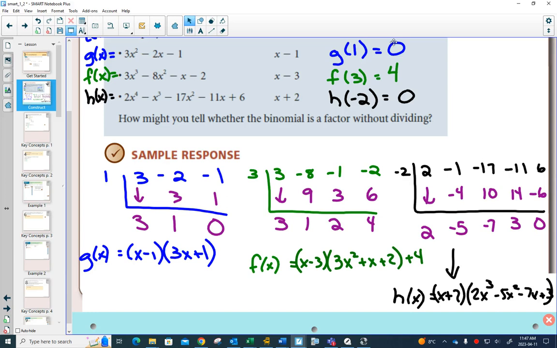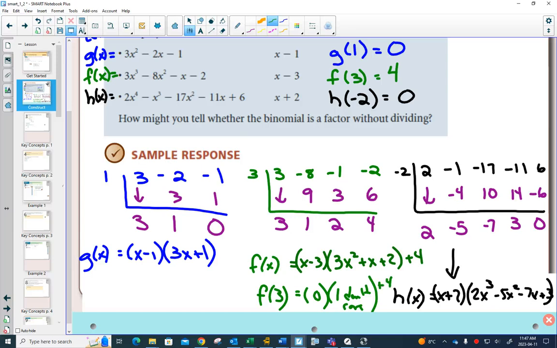If I plug in 3, I'm going to do some quick mental math. 3 minus 3 is 0. When I plug in 3 into here, I don't care. Times 0 is 0, right? 0 times I don't care is still going to be 0. And then what are we left with here? Plus 4. What's it going to equal? It's going to equal the 4. Guaranteed, because when you multiply 0 times anything, you're going to get 0, and you're going to get your remainder.